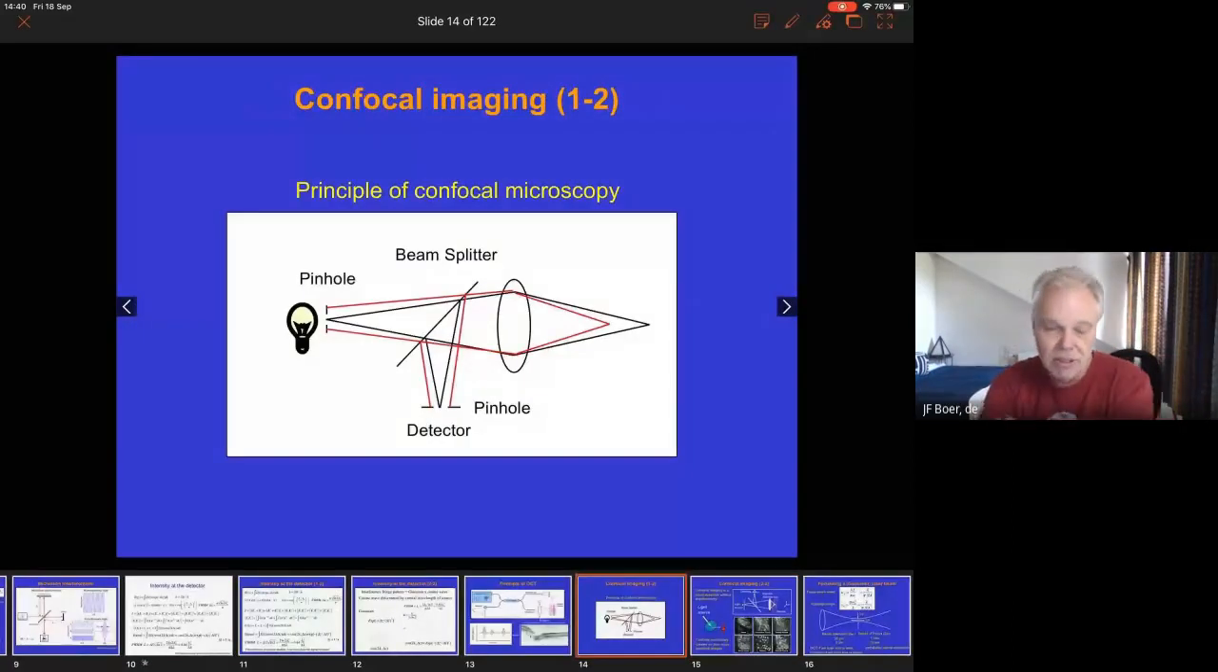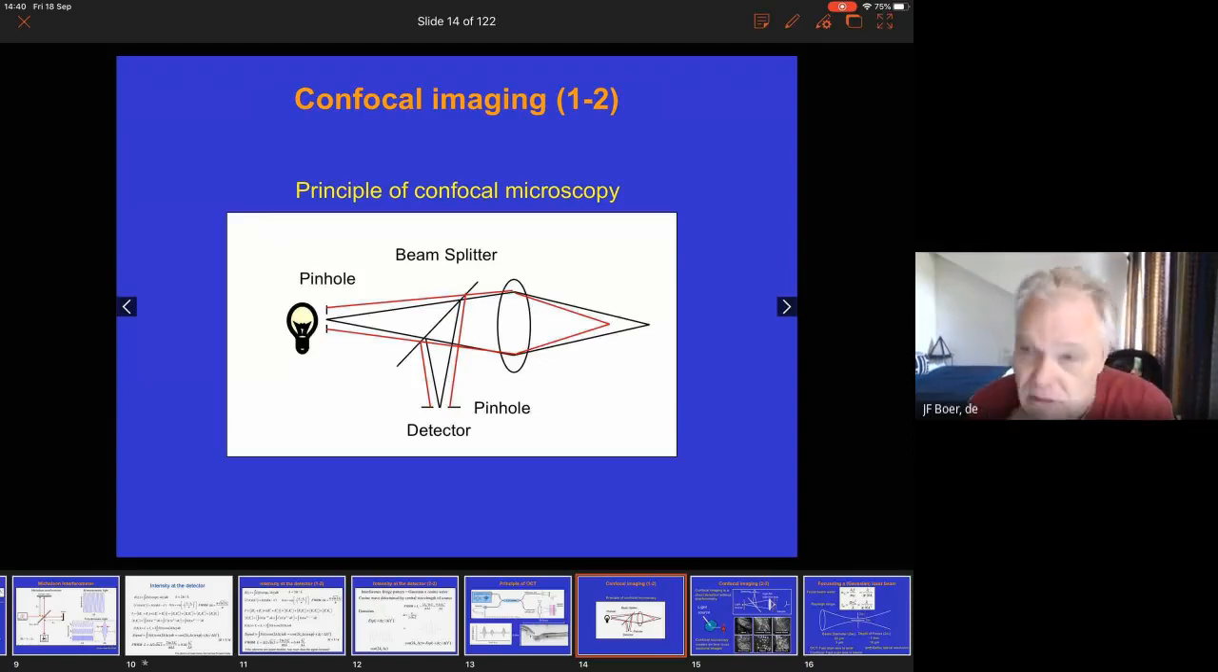Let me go into another aspect of OCT. I've dealt with the depth resolution: how well can you distinguish two objects in depth from one another, and that is related to the spectral width of the source. At the same time, we want to have a lateral confinement. We want to know in the X and Y direction, not only in the depth direction, what the resolution is.